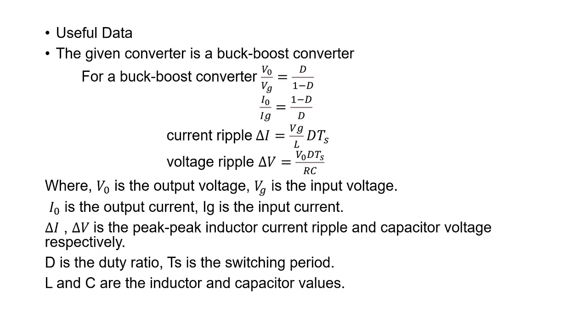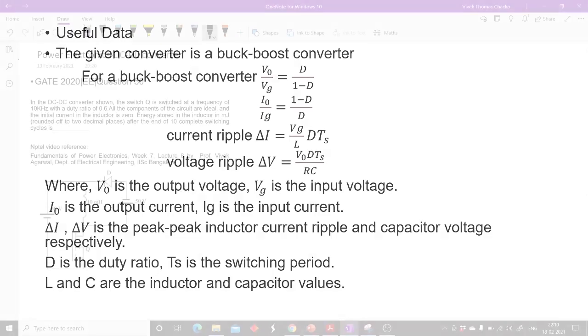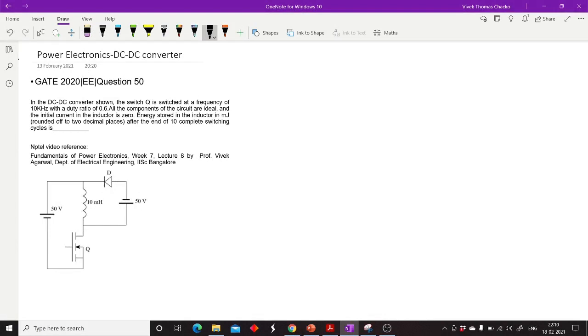So these are the relations that are to be understood while dealing with problems related to the buck-boost converter. Similarly, for the other basic converters such as the buck converter and boost converter, a similar set of relations are to be known. In this question, the switching frequency fsw is 10 kHz. The duty ratio is given to be 0.6.